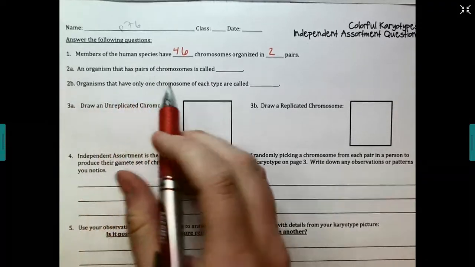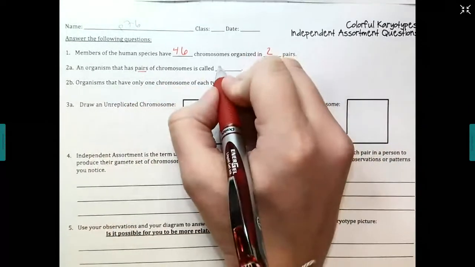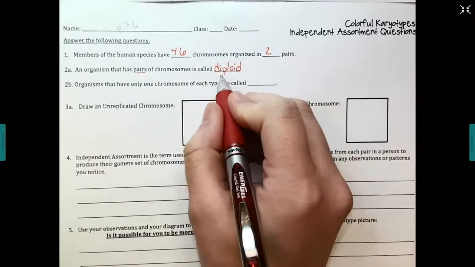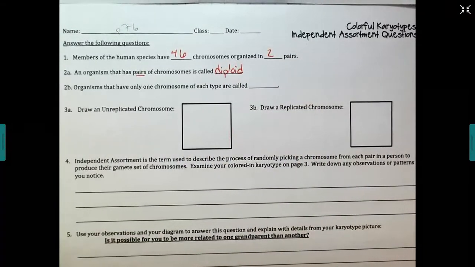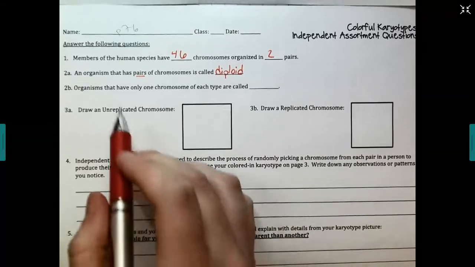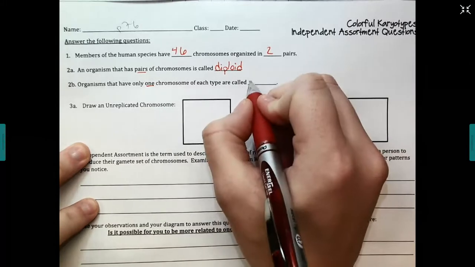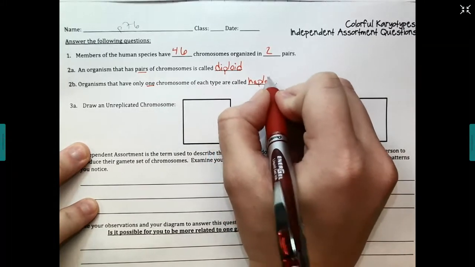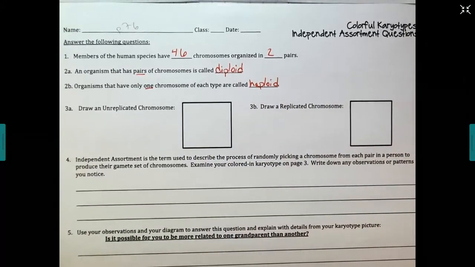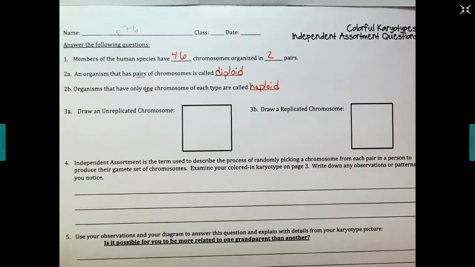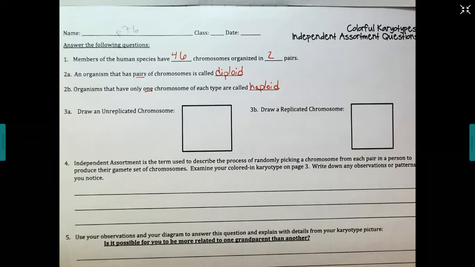An organism that has pairs of chromosomes is called diploid, right? Di meaning 2. So, 1 copy from dad, 1 copy from mom. Organisms that have only 1 chromosome of each type are called haploid, right? Haploid, half. You only have 1 copy, like the gametes, egg and sperm. They are haploid because they only have 1 copy.